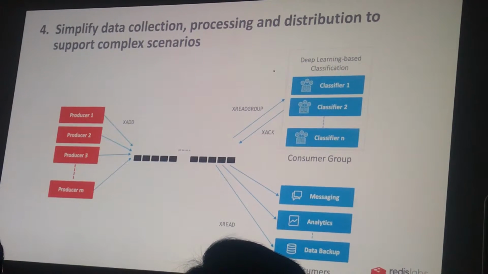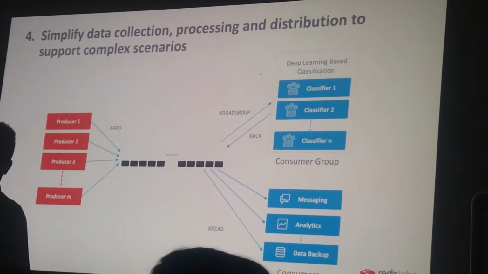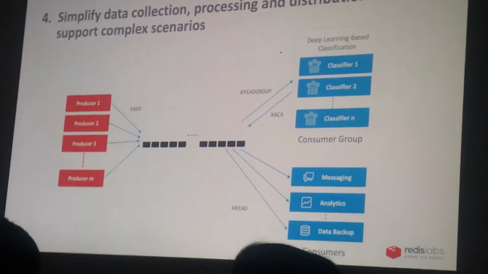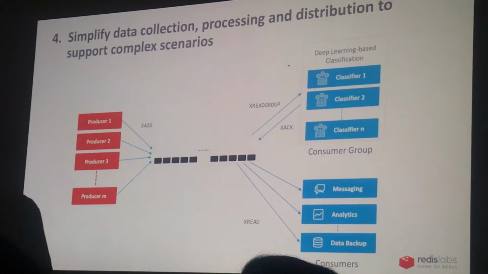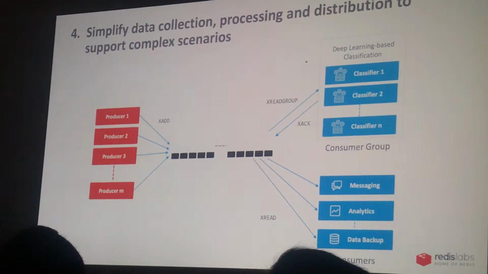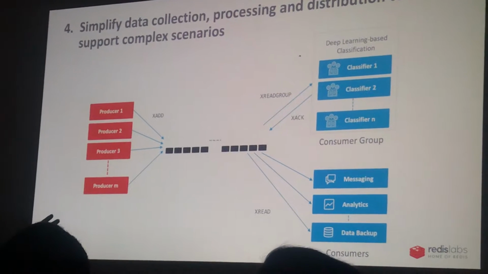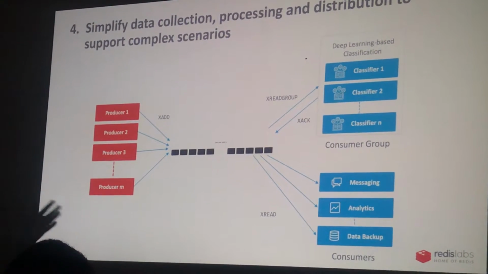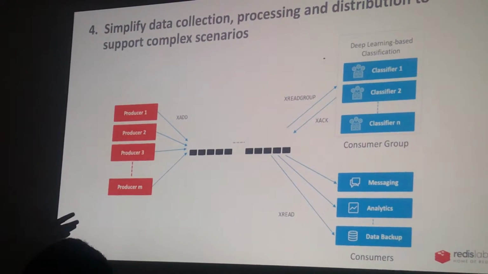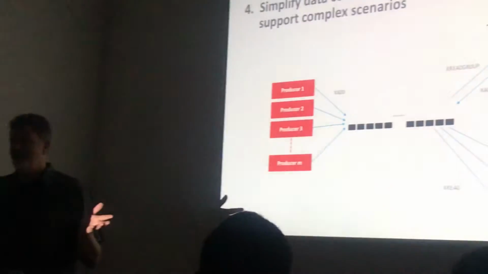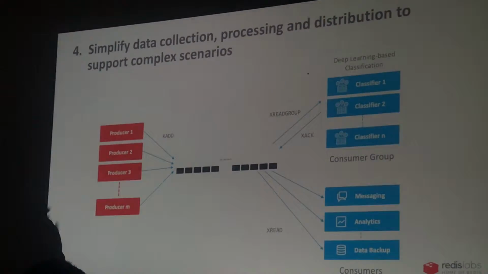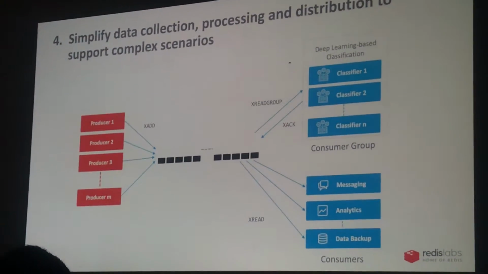So what happens if the whole group has crashed? With Redis, many people don't know this, but Redis is persistent. A lot of people don't know that. So when it restarts, that group will still be there. Now, you have to configure that.